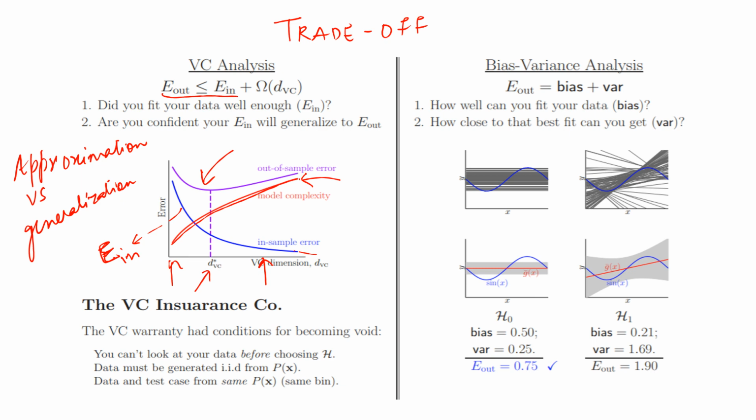Now, if you remember, the VC theory relied on some conditions, on some assumptions, and these assumptions, if violated, will make this entire thing go wild. So if they get violated, you cannot be sure that this theory or this relationship will hold as such, right? So that's what some of these conditions tell us. You cannot look at your data before choosing H. Data must be generated independently, identically distributed. Basically, it should be IID from some distribution, and the data and test case should come from the same bin, right? So it should come from the same bin.